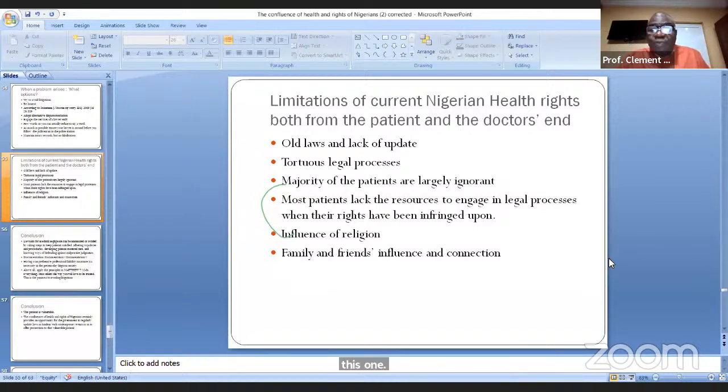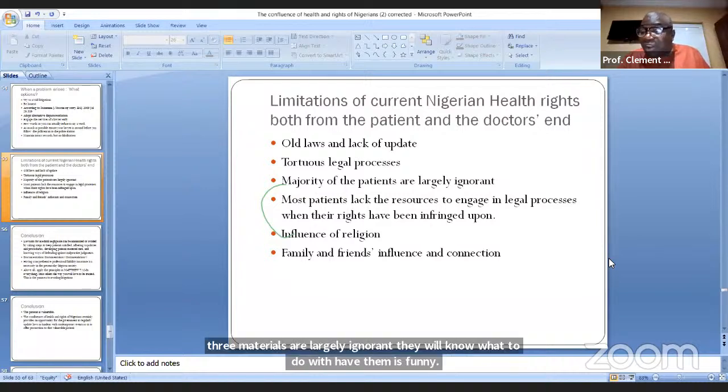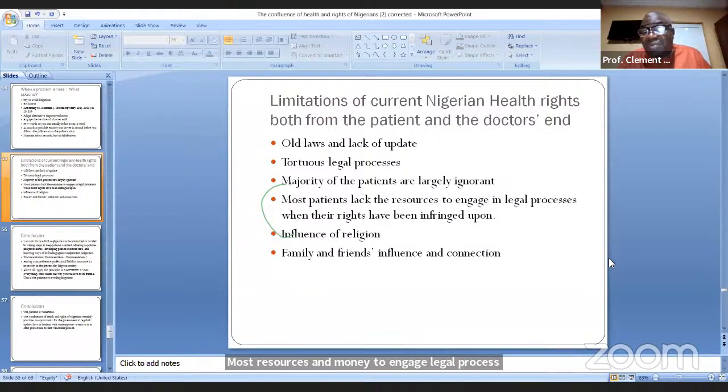Number 3, the majority of the patients are largely ignorant. They don't even know what to do when they have been mismanaged. Most patients lack the resources. They don't have the money to engage in legal processes. They can't pay a lawyer. So they just leave it to God.